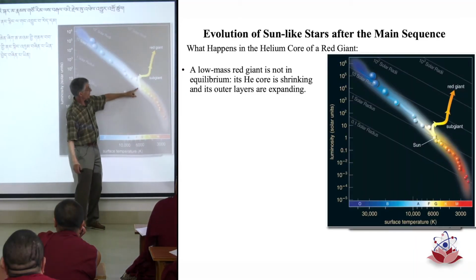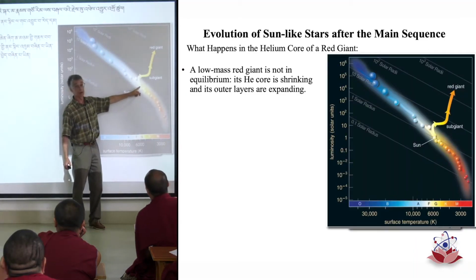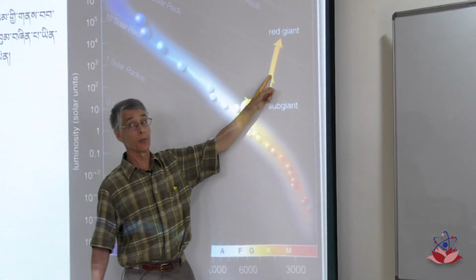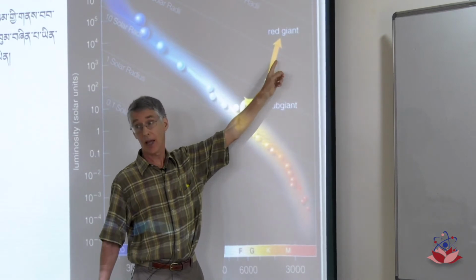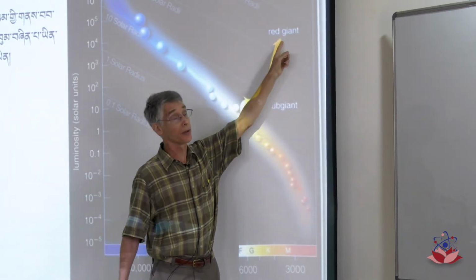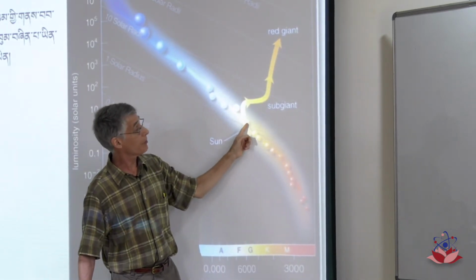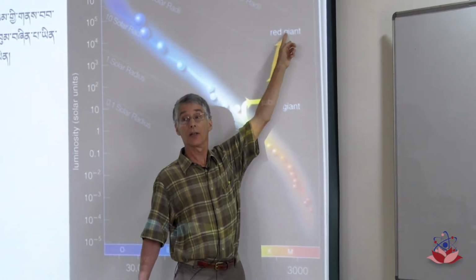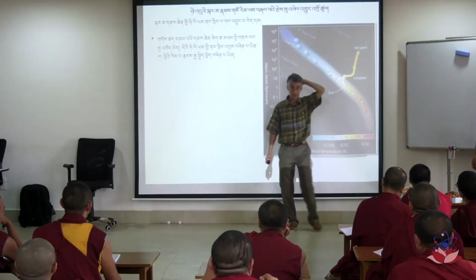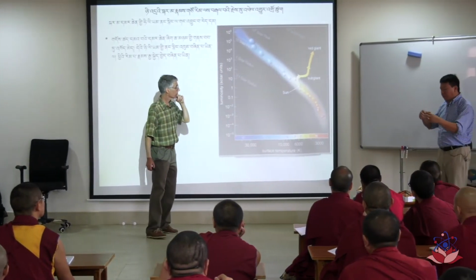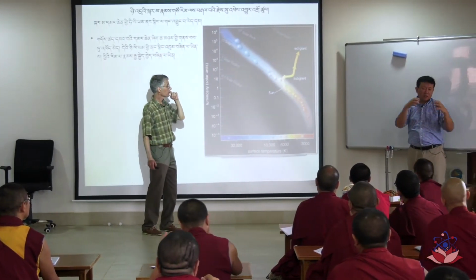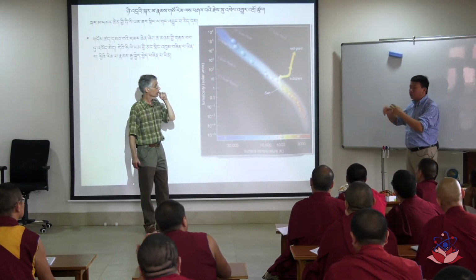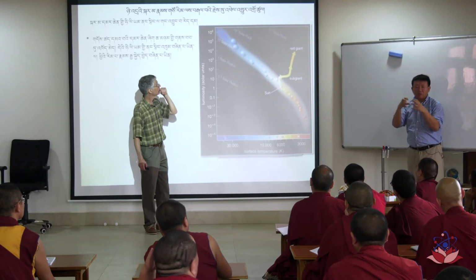So that means a star like the sun, when it runs out of hydrogen, will grow in size and luminosity and become cooler. So it will become, instead of a main sequence star, it grows into a very large and cool red giant.